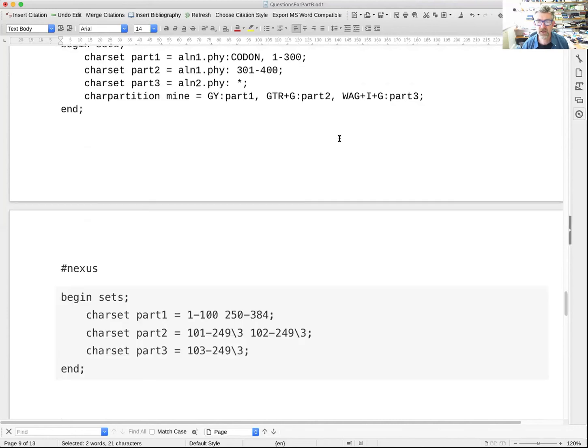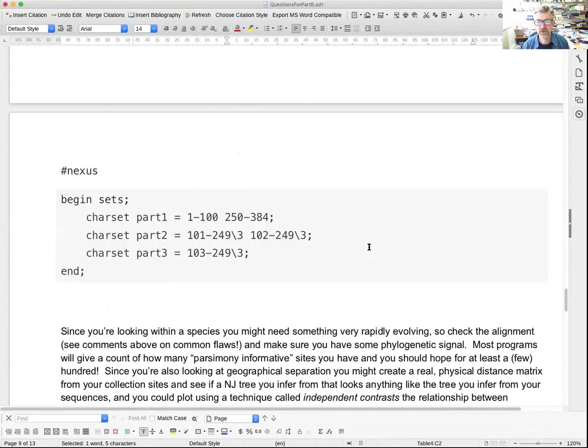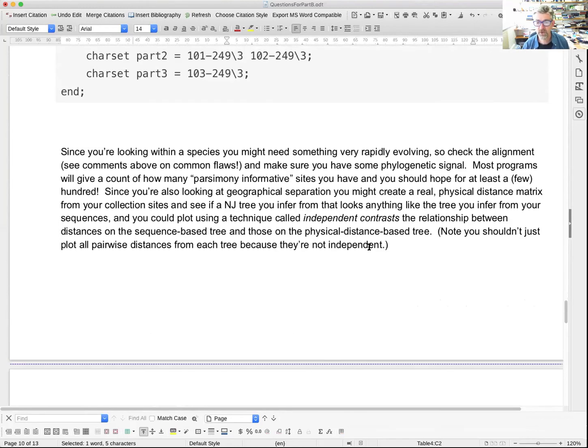I understand that you've only got about 600 base pairs, so that might be a stretch, but do look for how many parsimony informative sites you have. You should hope for enough to resolve all of the branches in your tree. There are some wonderful mathematical results to show that you actually need only a few parsimony informative sites in principle to resolve a tree, but those mathematical proofs are for when your data are perfect, and none of us have perfect data. My phone is going off, but I have turned it off.